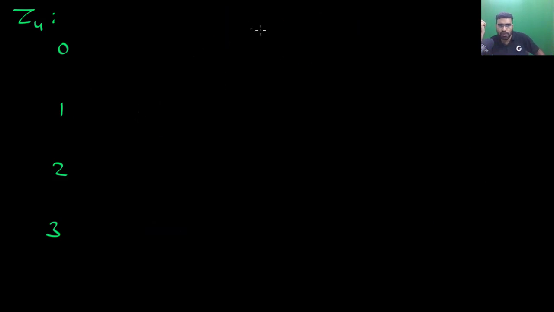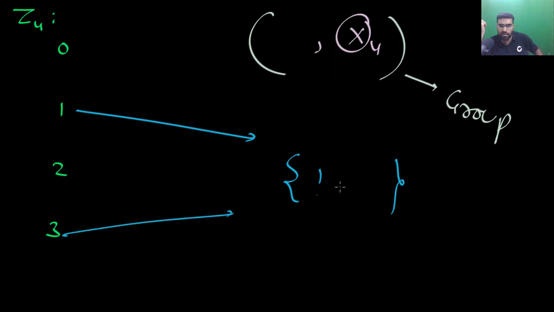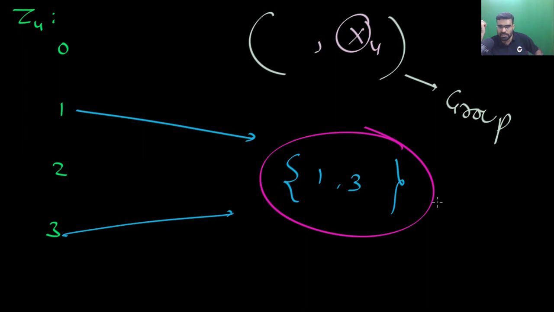Now under this operation, I want to create a group. This complete thing, I want to create a group. So what I am doing is collecting these units. I am collecting this 1, and I am also collecting this 3. That is the reason this is called the unit group, and that is the reason we denote it by U4.